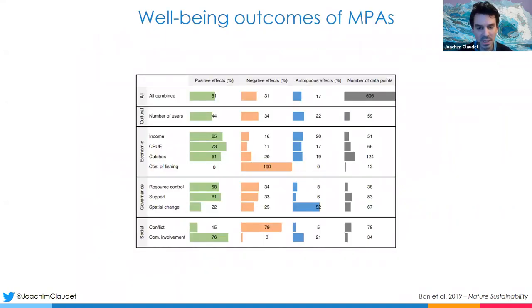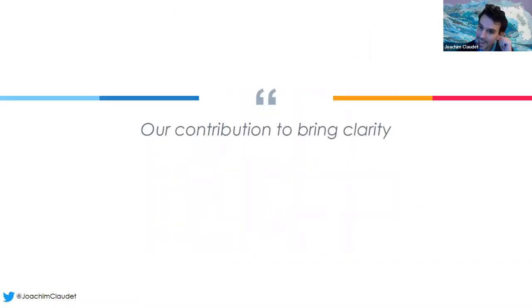Also, we built our work on a great paper from Natalie Ban and many colleagues who studied the well-being outcomes of MPAs. And so we used some of those social, governance, economic, and cultural outcomes that they used in this paper as potential social pathways. And then we complemented some of those with our expertise, if we can say so. And so now this is our contribution to bring clarity to the debate on MPAs and climate change.